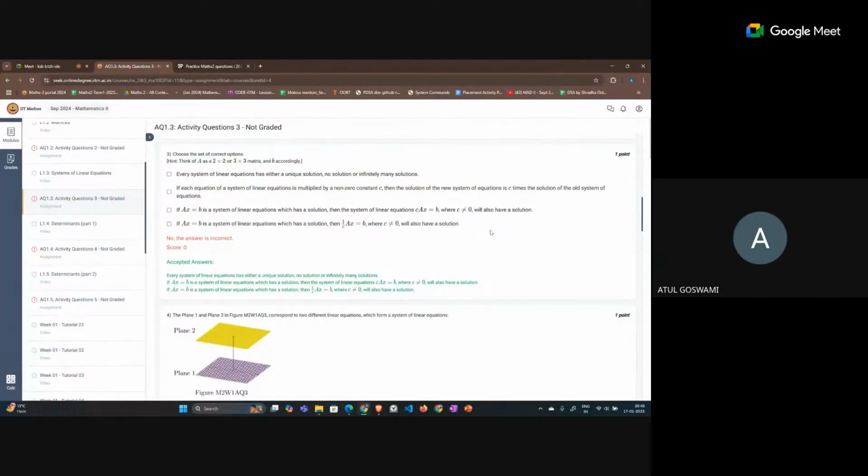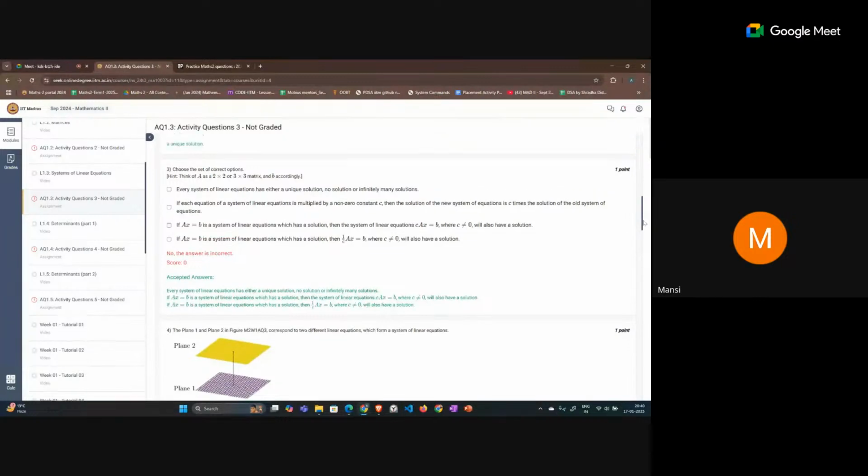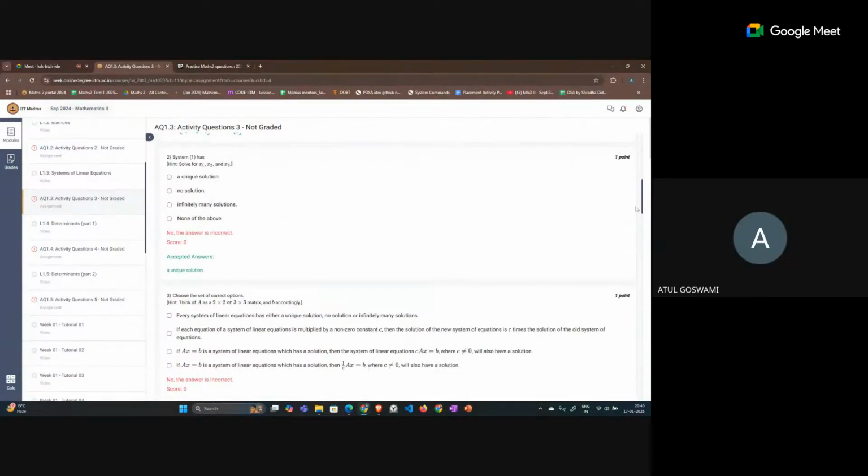So what about the first option? Every system of linear equations has either a unique solution, no solution, or infinitely many solutions. Is this true? Yes, sir. Yes, that's true, because it covers all the possibilities, right? So one of them is correct.